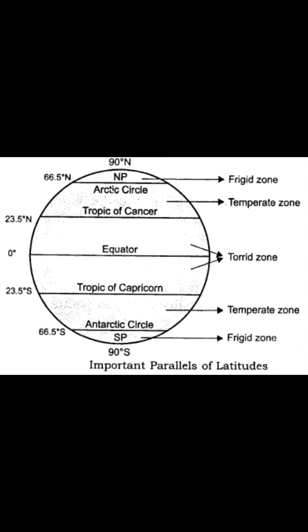Now besides the equator and the poles, there are also four other important latitudes. Let us learn them. First, you see the Tropic of Cancer, marked as 23 and a half degree N. N stands for north. See the second one, the Tropic of Capricorn, located at 23 and a half degree S. See the Arctic Circle, located at 66 and a half degree N, and the Antarctic Circle, located at 66 and a half degree S.